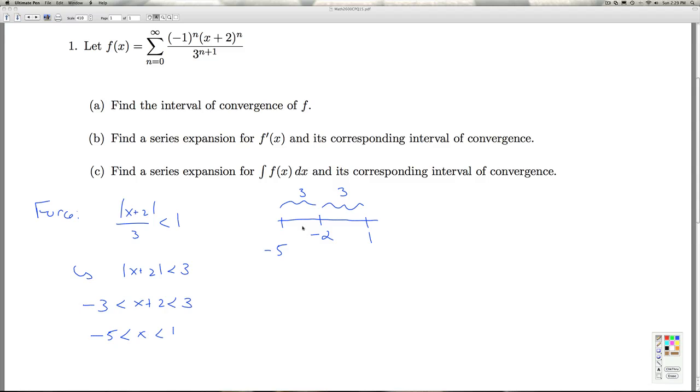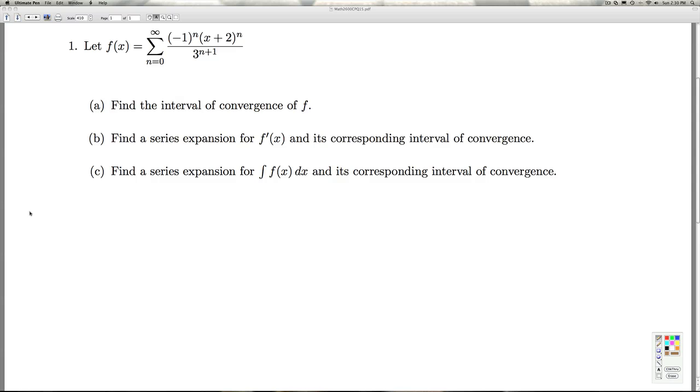So as long as I pick any real number between negative 5 and 1, this power series will converge absolutely. That's what the ratio test says. If I pick any number that's bigger than 1 or less than negative 5, this ratio would be greater than 1, and that diverges. So the only things we don't know about yet are what's going on at these endpoints. We just have to check them on a case-by-case basis.